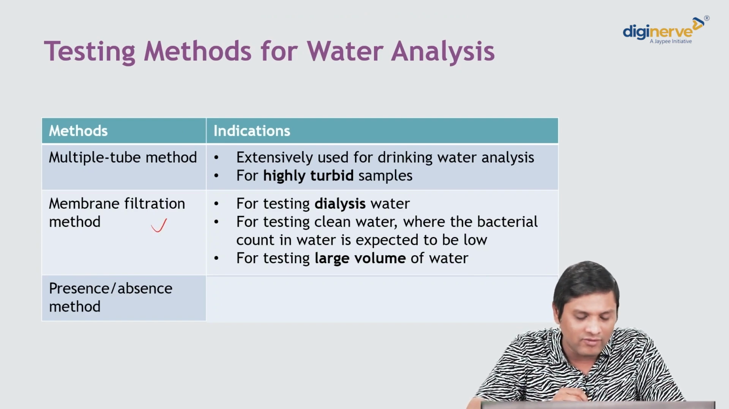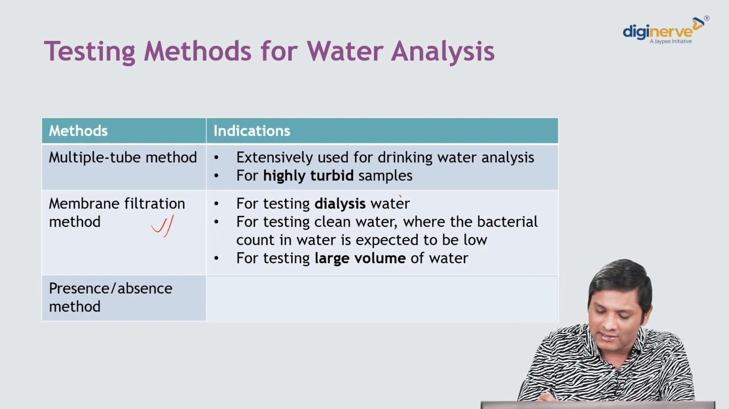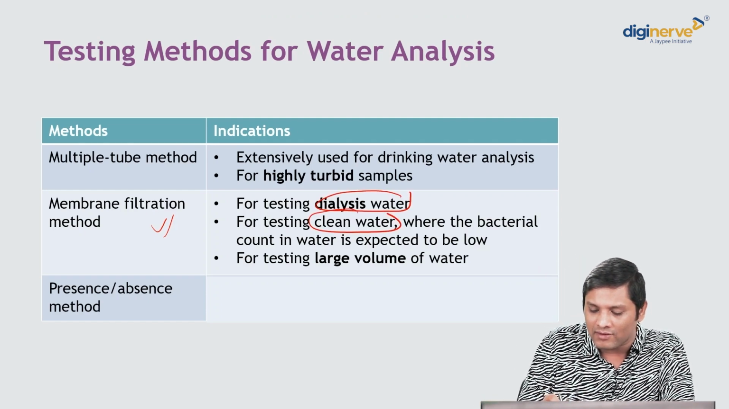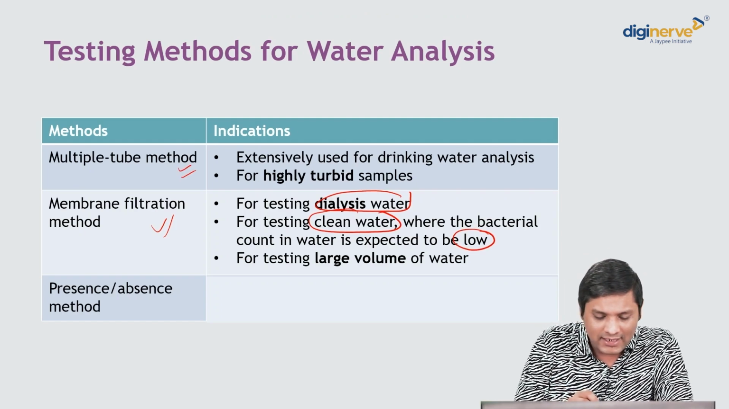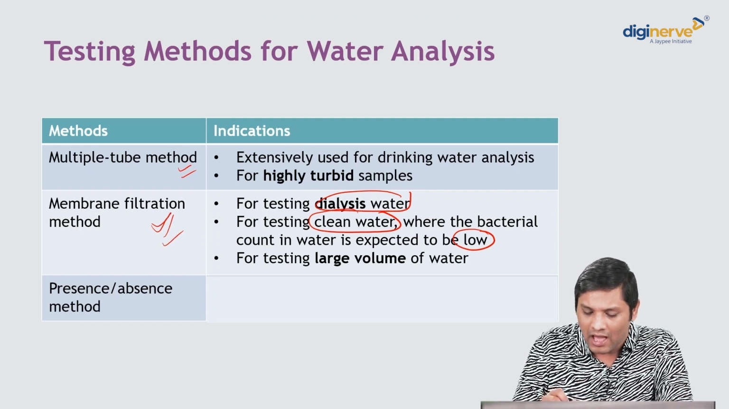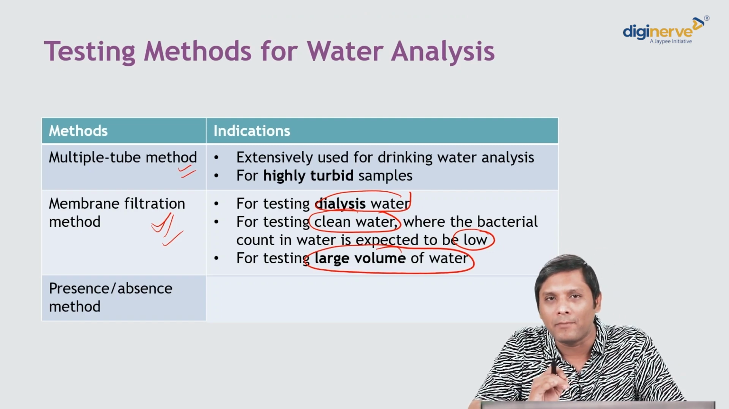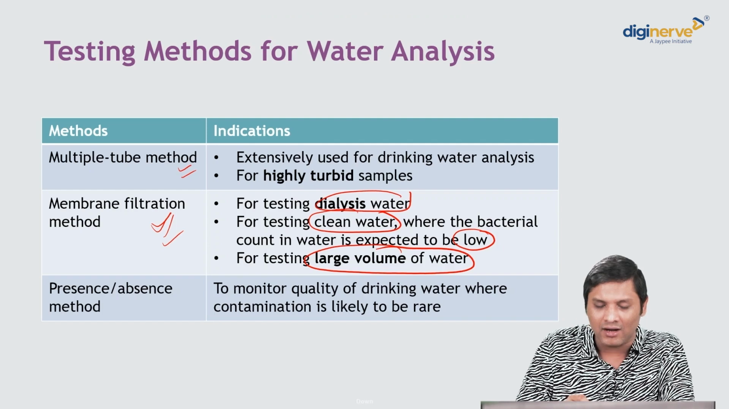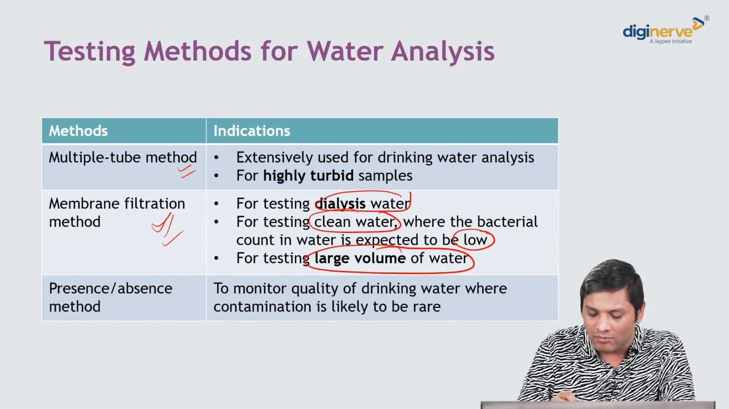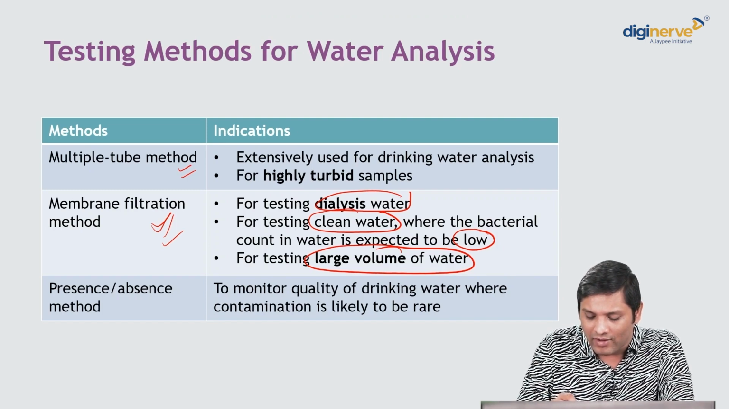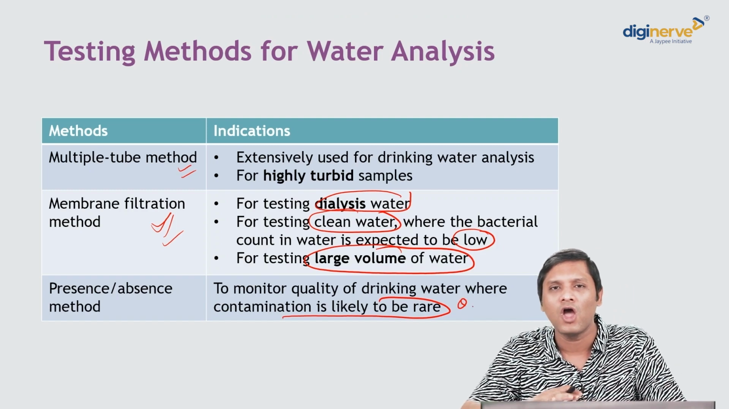The use of membrane filtration method in a hospital setting is usually restricted to dialysis water and clean water where the organism load may be low, so a multiple tube method may fail to detect. In such cases a membrane filtration method can be done, and for testing large volumes of water, membrane filtration is the method of choice. The presence absence method is the least preferred method. It is not a reliable method at all. It is usually used to monitor the quality of drinking water where contamination is likely to be rare. Okay, it is not a very common method to be followed.